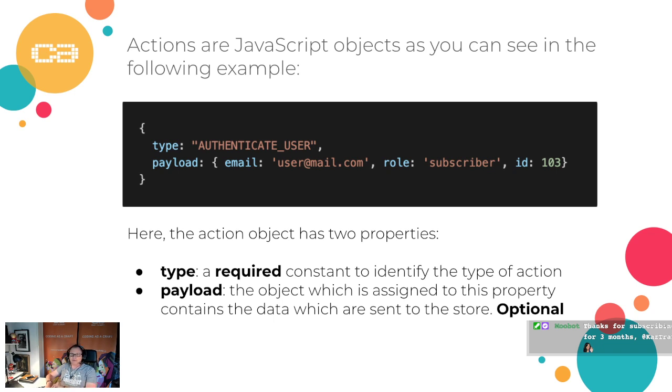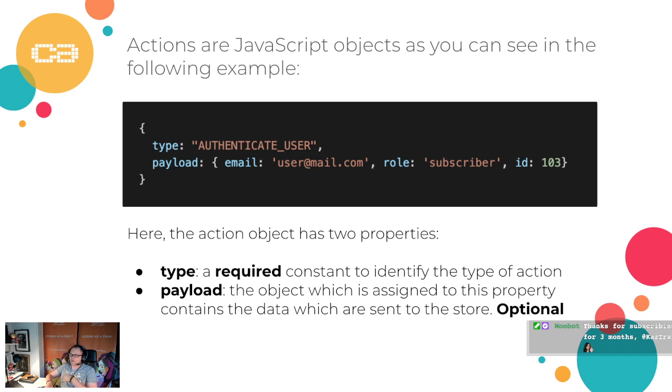And then optionally it can have a payload, or actually you are free to name this one whatever you want. By convention, it's often called payload. The type is a required constant to identify the type of the action that will be used by the reducer. If you don't have a type, Redux will tell you that something is wrong. It doesn't want to play ball.